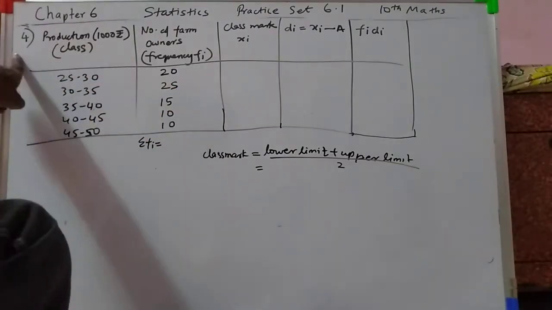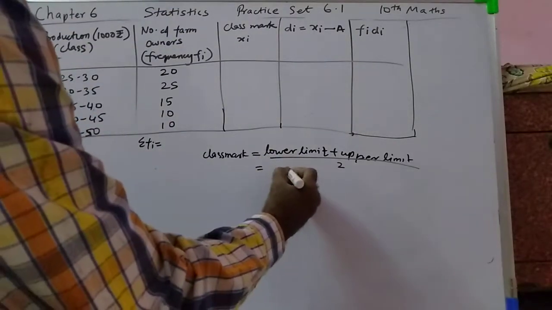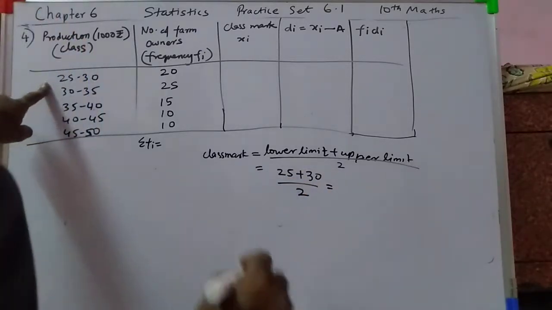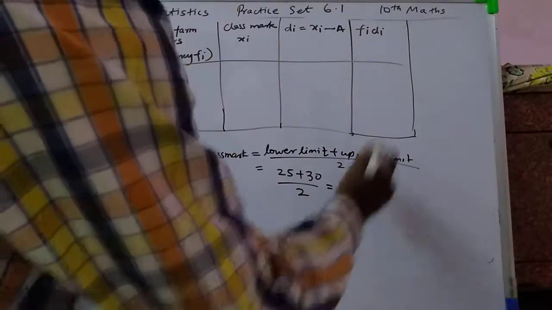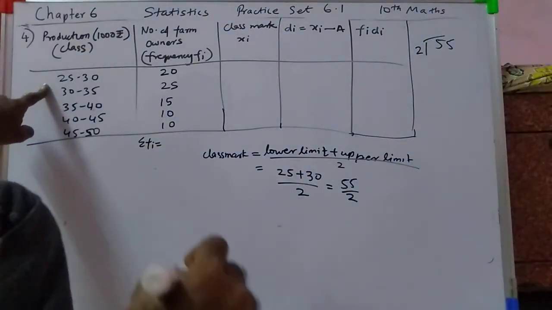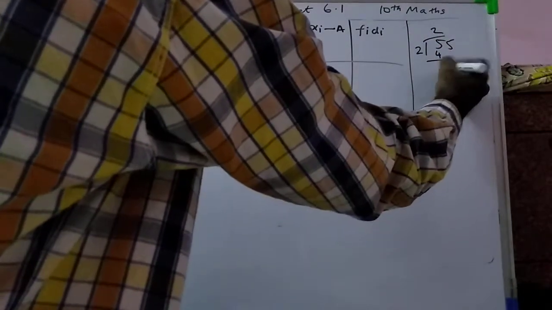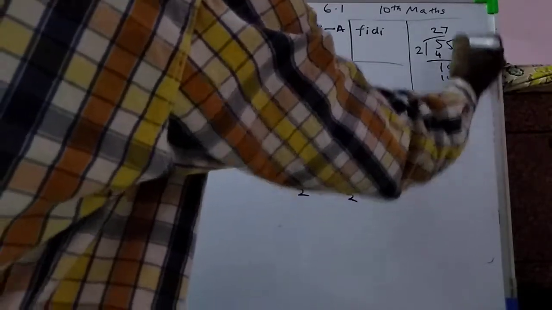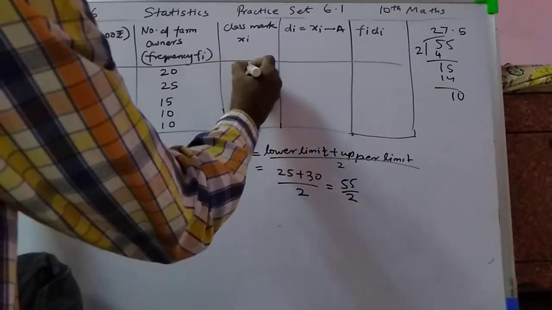We can now do the fourth problem. First calculate the class mark. So it will become 25 plus 30 upon 2, that will become 55 upon 2, 55 by 2. How much will you get? 2 to 2, 4; 2 to 7, 14. You get 27.5.